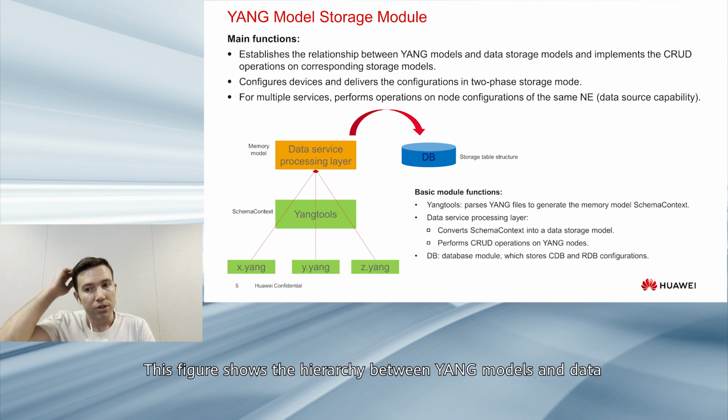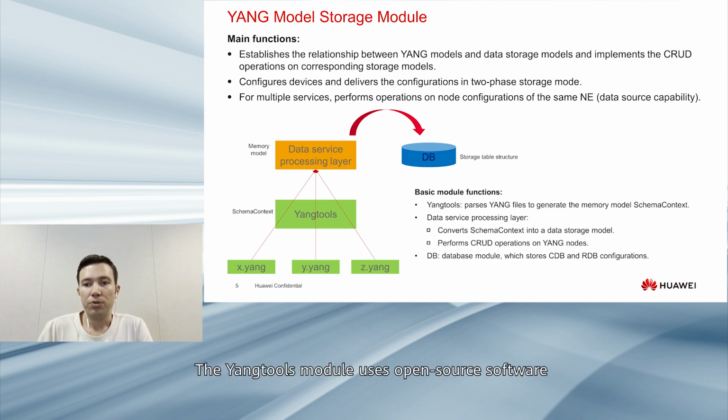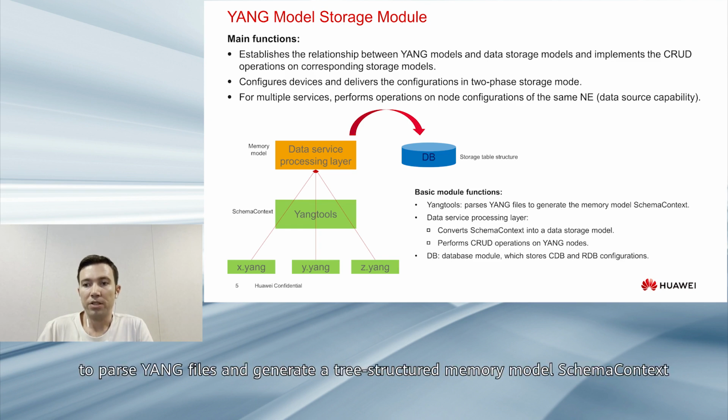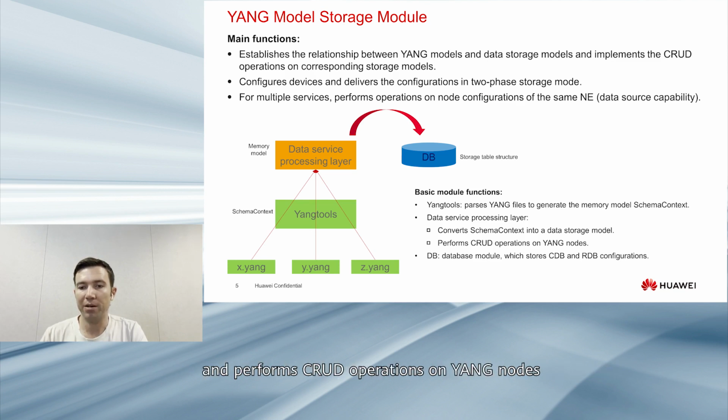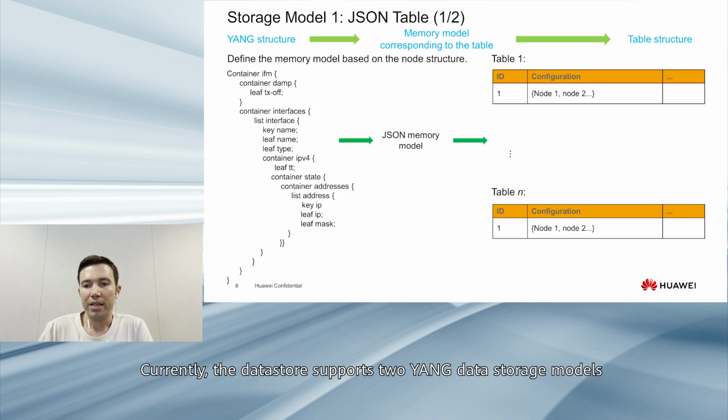This figure shows a hierarchy between Yang models and data. The Yang tools module uses open source software to parse Yang files and generate a tree-structured memory model, the schema context. The data service processing layer provides a Yang data storage model, converts the schema context into a data storage model, and performs CRUD operations on Yang nodes. The DB is a database module, which stores device configurations. Currently, the data store supports 2 Yang data storage models.